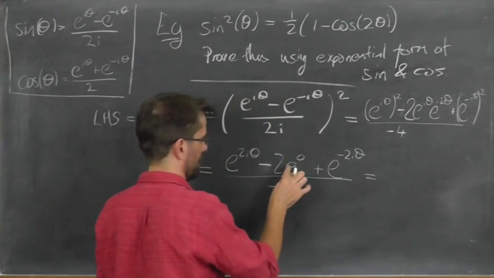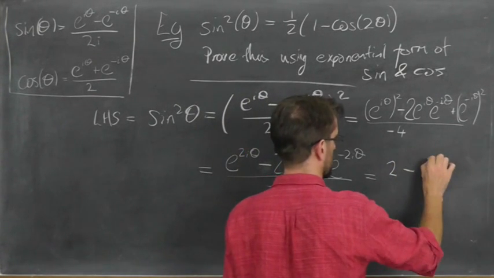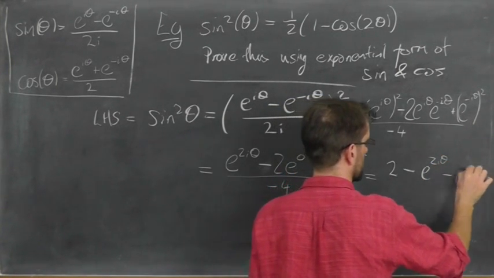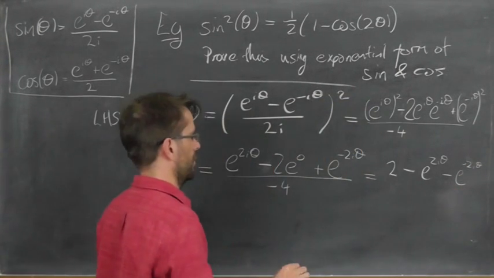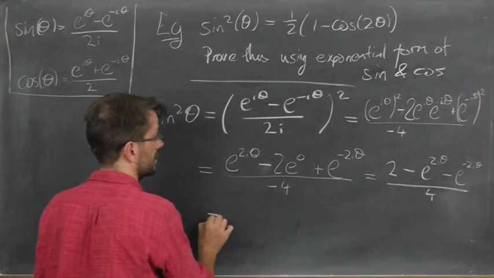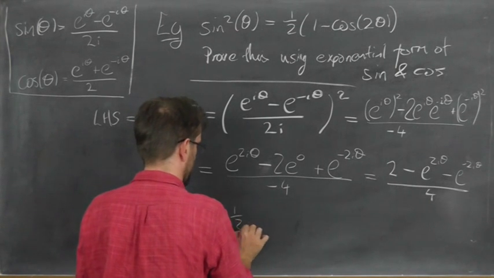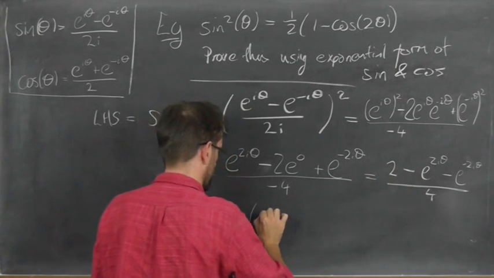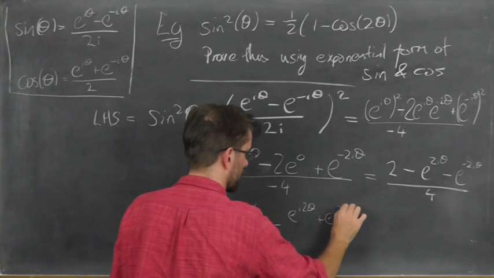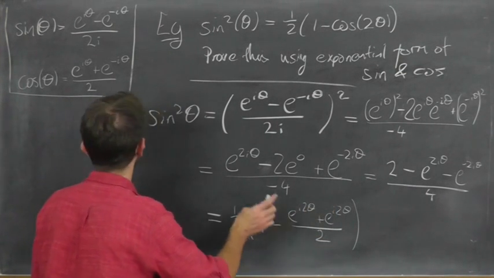So just rewriting that, we bring this to the front, cancel those minus signs, and we get 2 minus e to the 2i theta minus e to the minus 2i theta, all over 4. Okay, so you can rewrite this by taking out a factor of 2 here. We get a half times, that'll just be 1, and then we get minus e to the i 2 theta plus e to the minus i 2 theta, all over 2. Okay, so those two expressions are equal, but now we just identify that as being cos 2 theta.